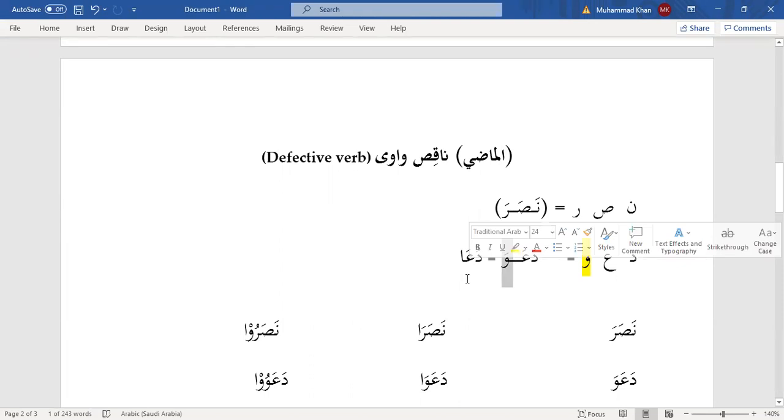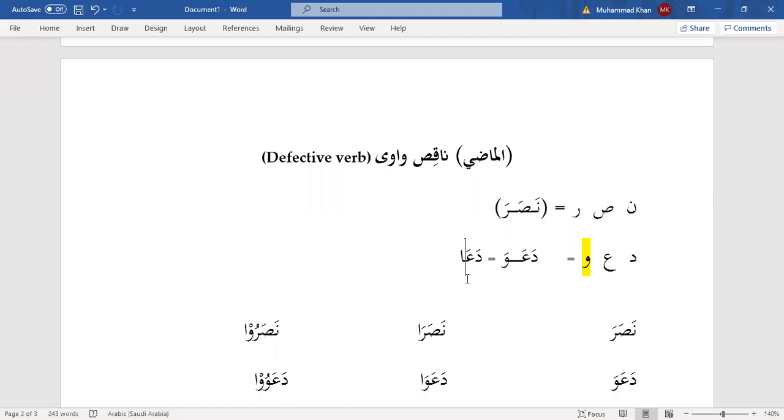So this is not a new rule, you already know it. That means there is nothing new that has been introduced so far. The only thing that is new is that the third root letter will be weak. That is the only new thing.